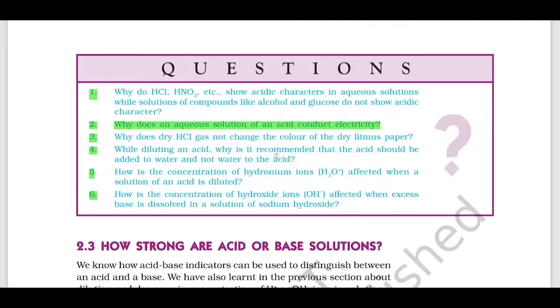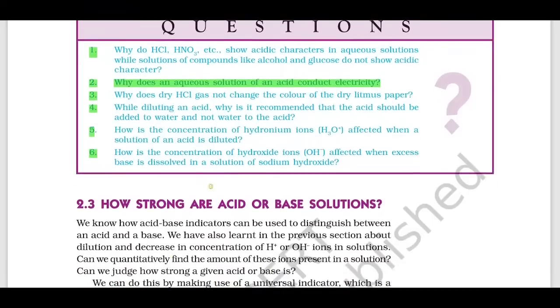When diluting an acid, it is recommended that acid should be added to water, because if water is added to acid, what happens? The heat produced results in the splashing out of the mixture. How is the concentration of hydronium ion affected when a solution of acid is diluted? It decreases, right?